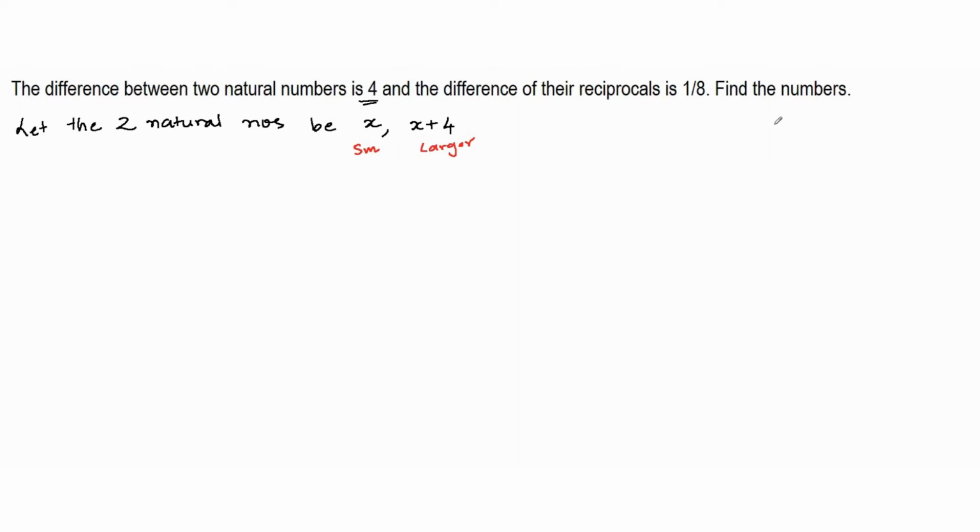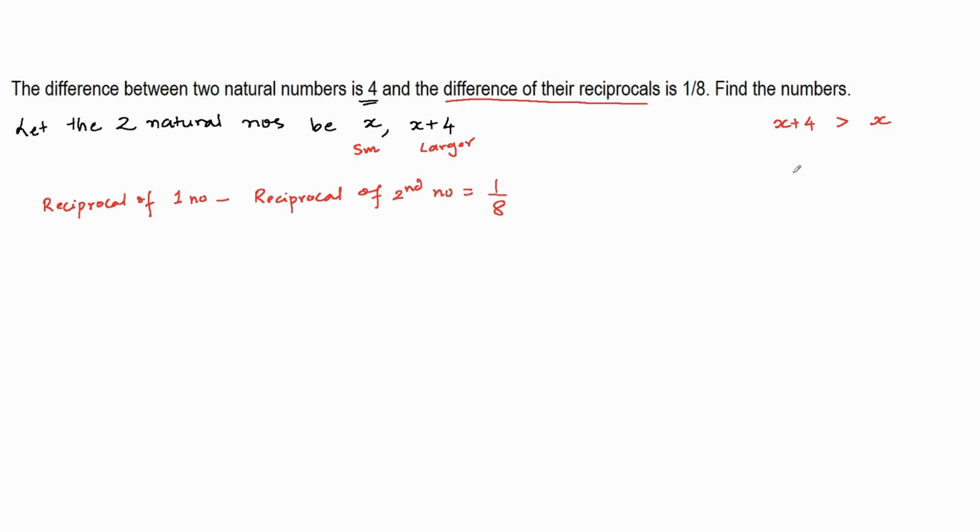Now I know that x is the smaller number and x plus 4 is the larger number, so x plus 4 is greater than x. And therefore, when I find the reciprocals, it's given that the difference of their reciprocals is 1 by 8. That means the reciprocal of one number minus the reciprocal of the second number is equal to 1 by 8. Now the point of confusion or conflict right now is, should I write 1 by x as the reciprocal of the first number or 1 by x plus 4?